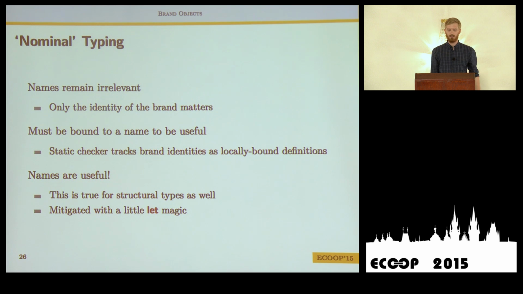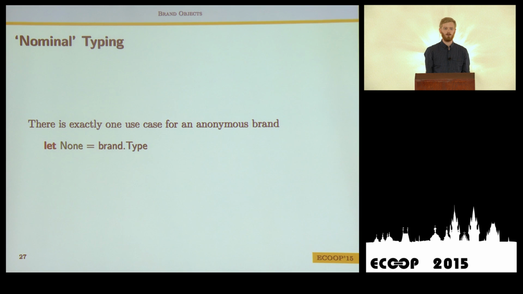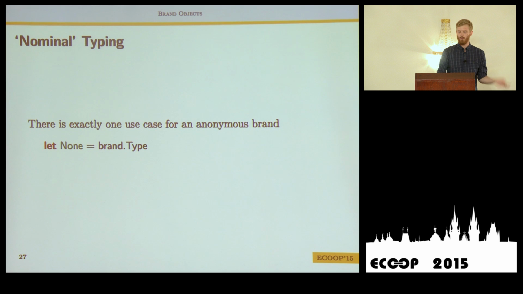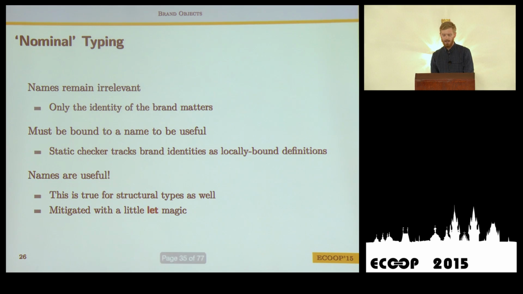So a couple of things about our brand objects is that the names are still irrelevant. Technically, only the identity of the brand matters. It just happens to be the case that you tend to have to bind it to a name in order to use it. Yeah, so there's exactly one use case for an anonymous brand, and that's to create a type that's empty, because no one ever branded anything with it. And the extend method as well, but that you don't pull the type out of that thing. And yeah, so our static checker essentially tracks the identity of the brands as locally bound definitions.